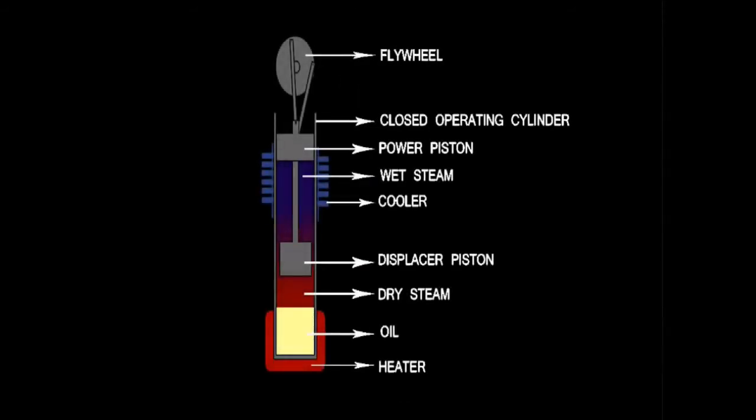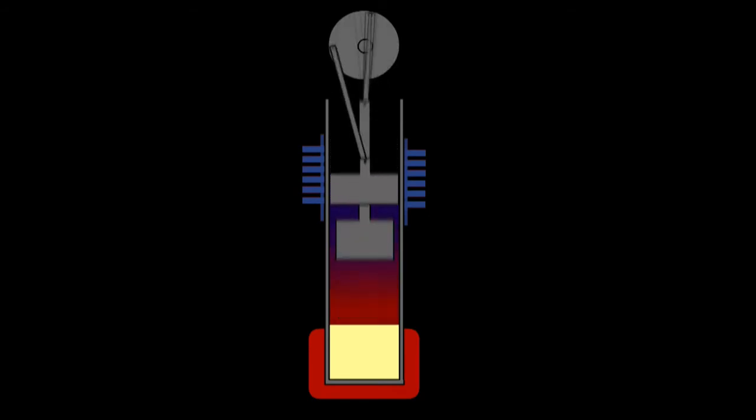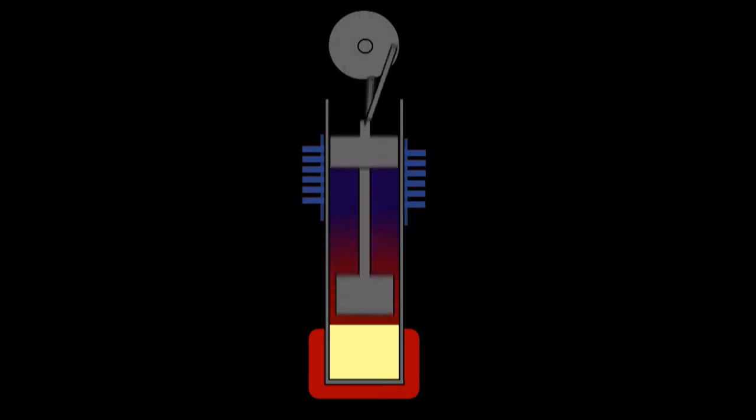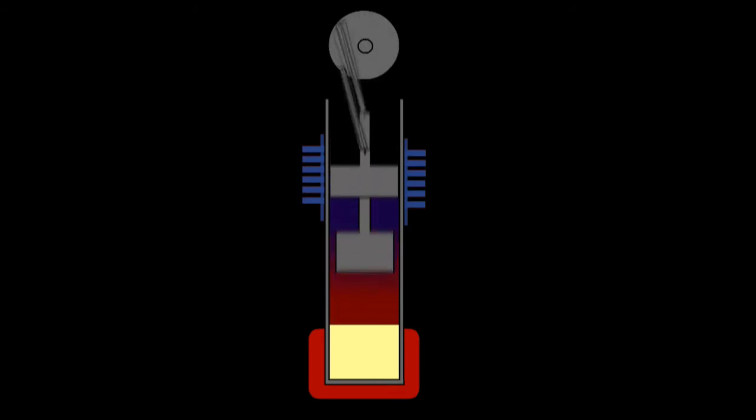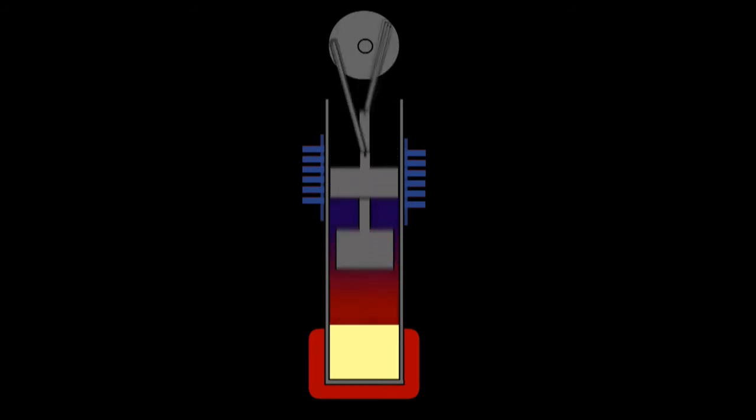Let us see the parts of the engine: flywheel, closed operating cylinder, power piston, displacer piston, cooler, heater. The blue color particles present in the closed operating cylinder are wet steam and the red color ones are dry steam. Water and oil have to be poured into the closed operating cylinder of this engine. When it is heated, in between the boiling point of water and smoking point of oil, the oil gets converted into heat transfer fluid and the water gets converted into working fluid, which enables the engine to get activated.